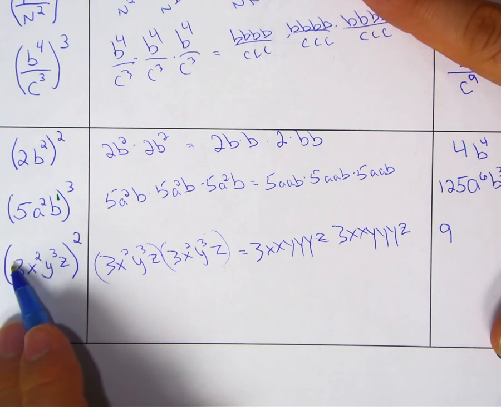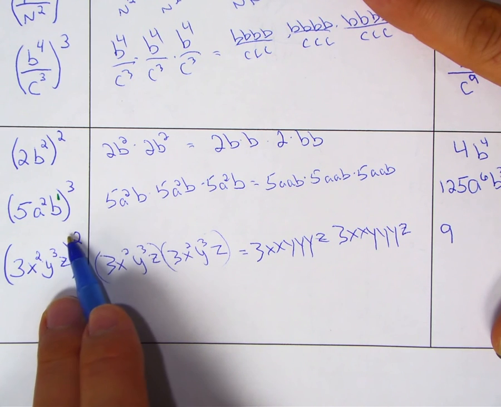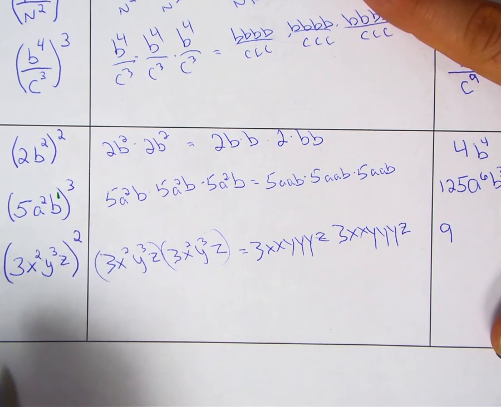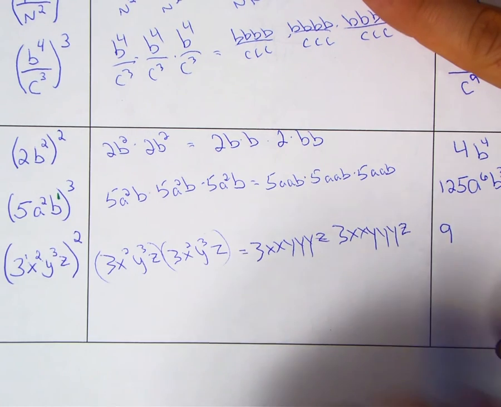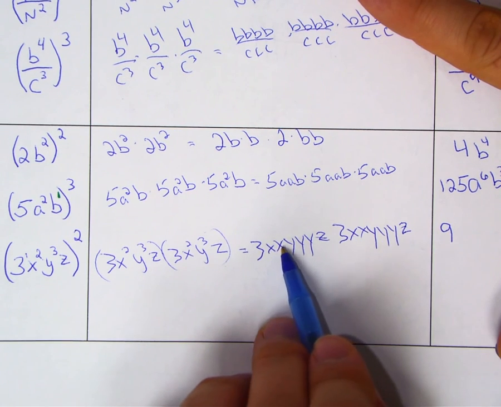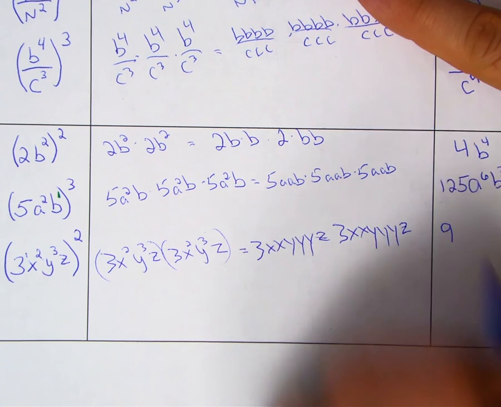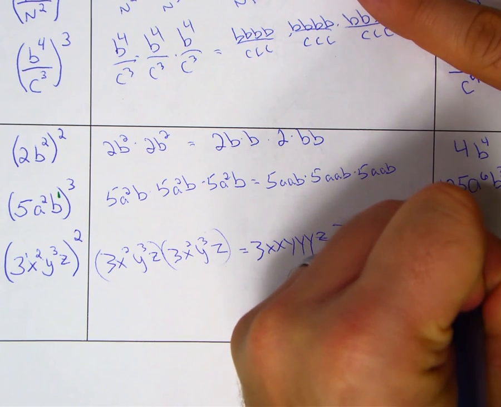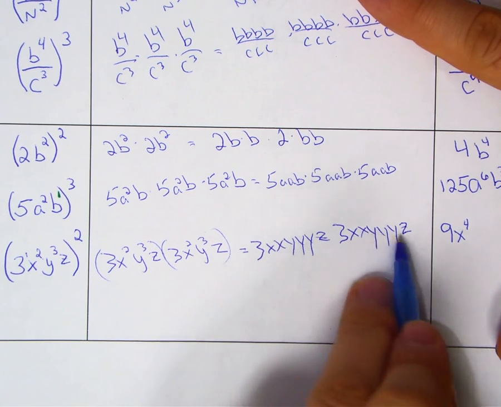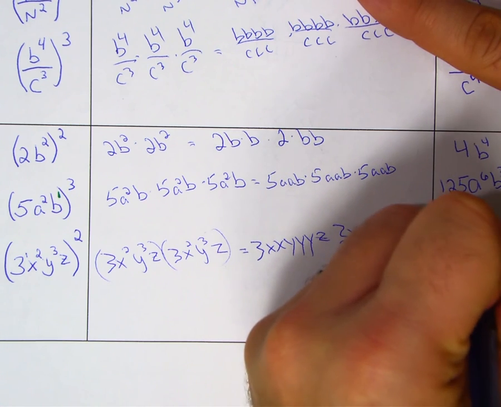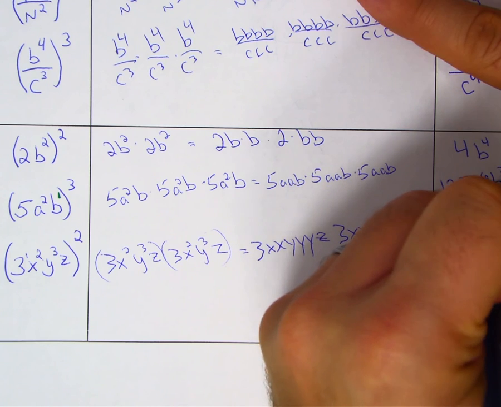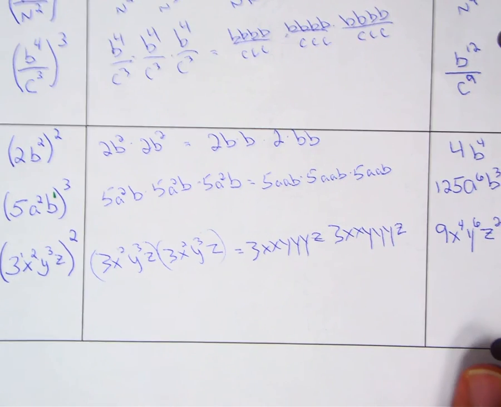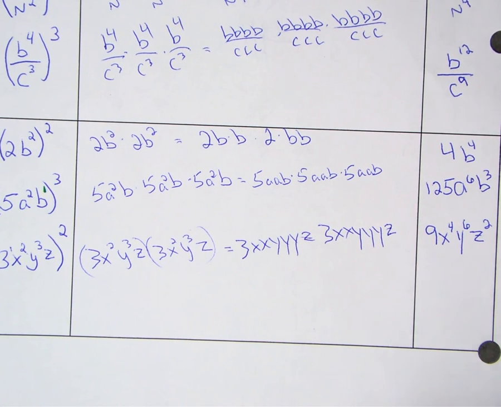Now a lot of people still want to put that 6 there because they're like, oh, we'll just multiply the 3 by 2. And you don't multiply the 3 by 2, you multiply the 3's exponent by 2. And 3 to the second power is 9. So we take the x's, 2 x's, 2 x's, so that's 4 x's, so that's x to the 4th. Y's, we got 3, 3, so that'd be y to the 6th. And z's, we have 2 of them. So 9x to the 4th, y to the 6th, z squared. Okay?